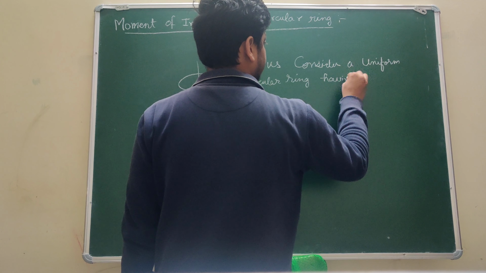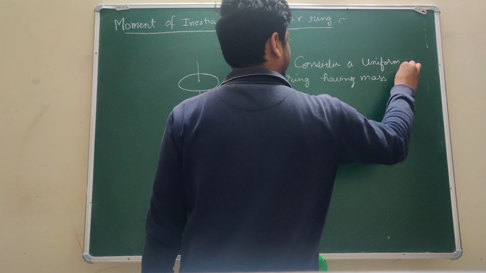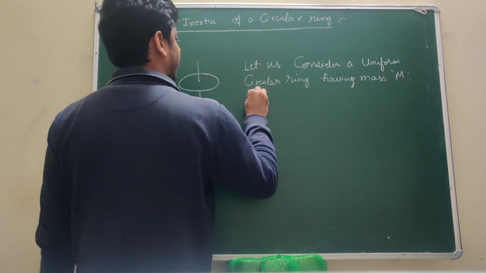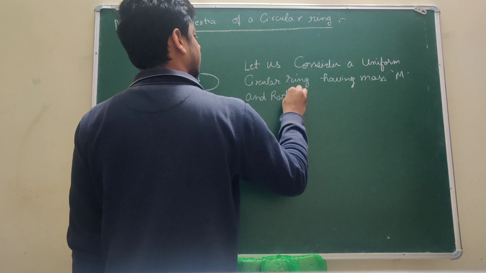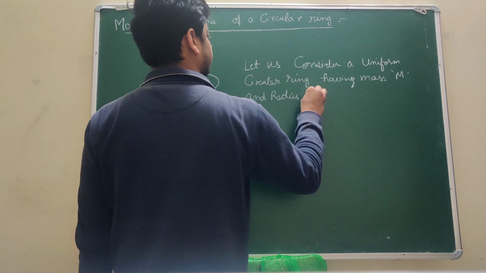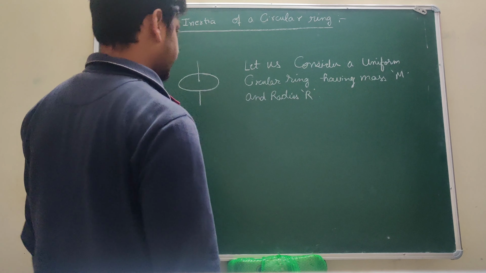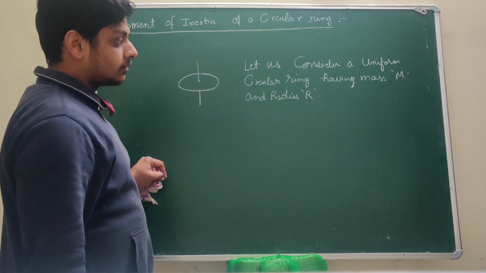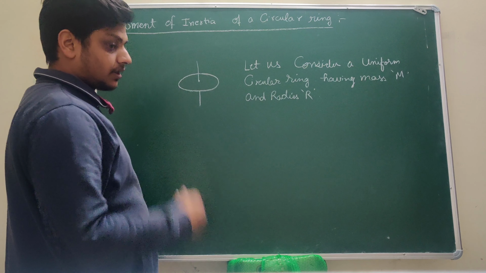Having mass m and radius r. So I am considering a uniform circular ring having mass capital M and radius capital R.